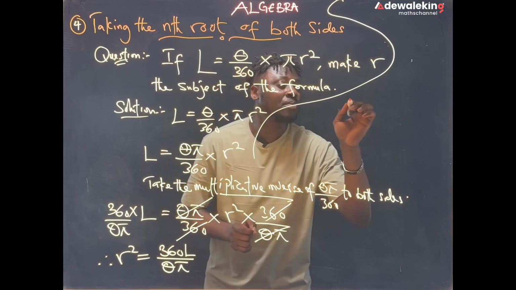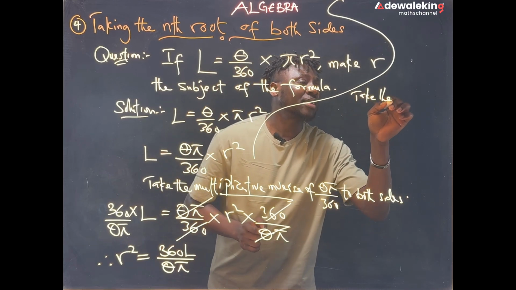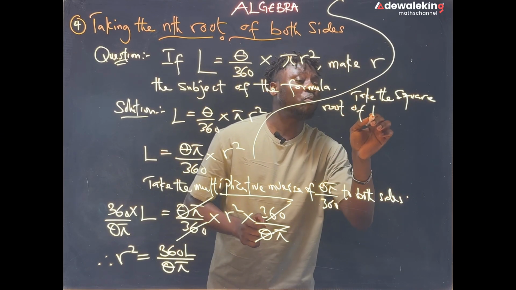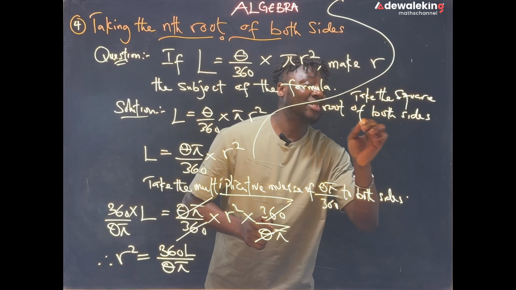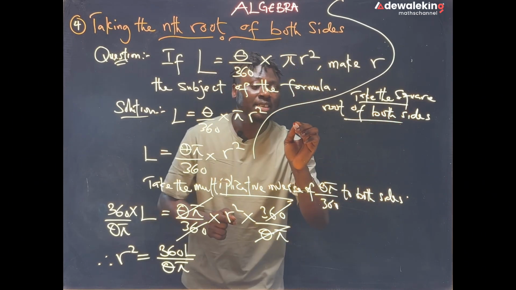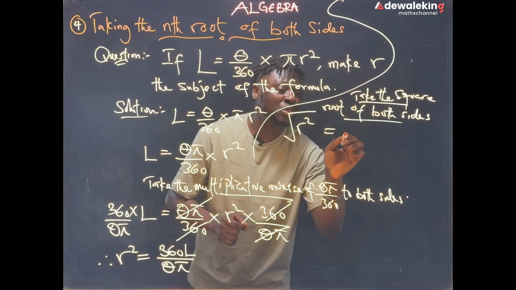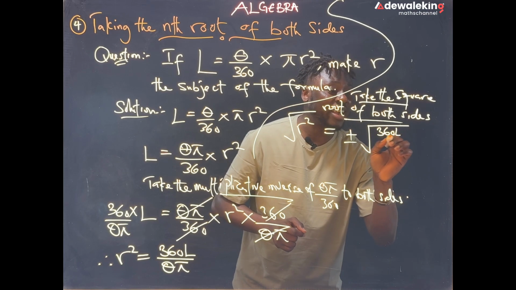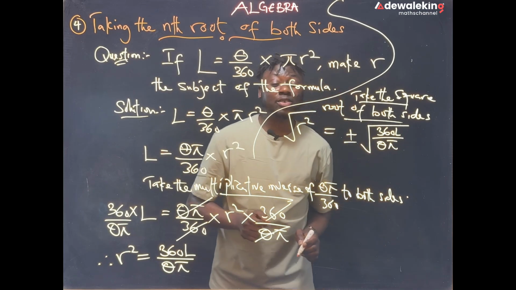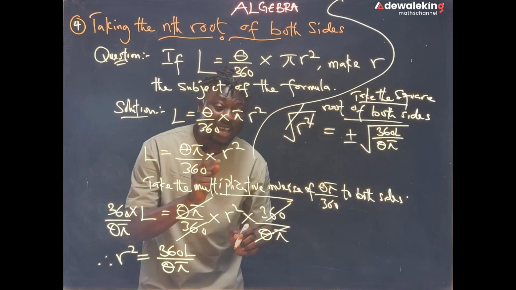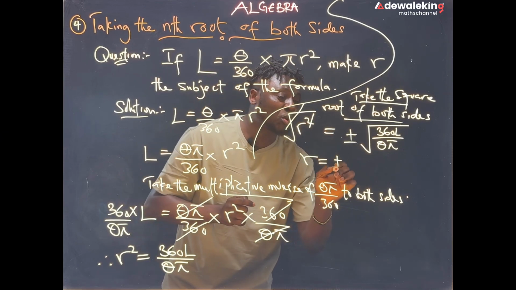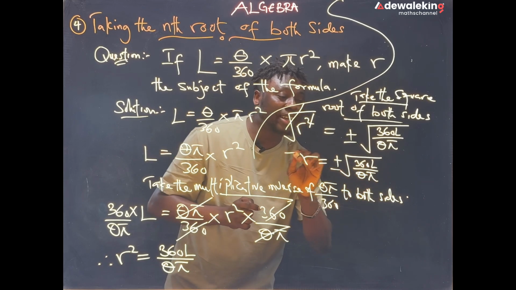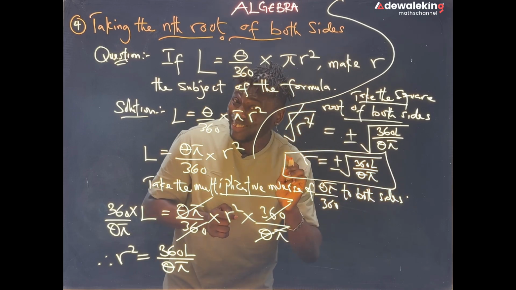Say, take the square root of both sides. So you underline it, then you say r squared, the square root, then you take plus or minus sign, and the square root of 360 L over theta pi. So this will cancel this, and the final answer will be r is equal to plus or minus the square root of 360 L over theta pi, and that will be the answer.